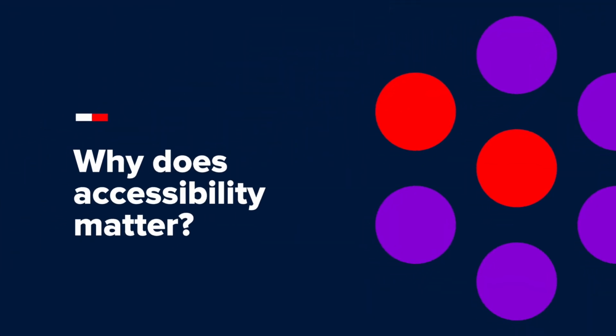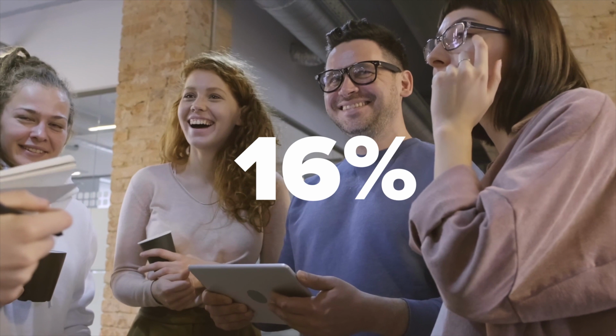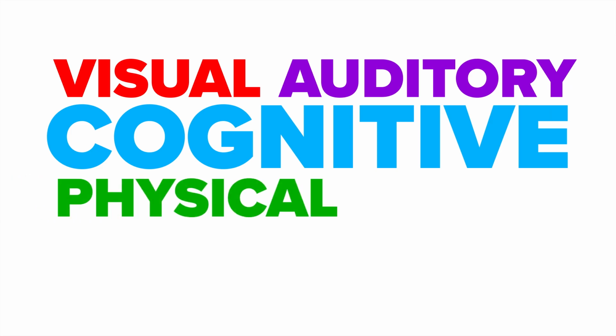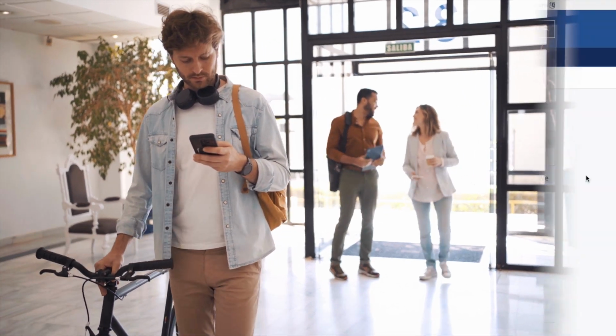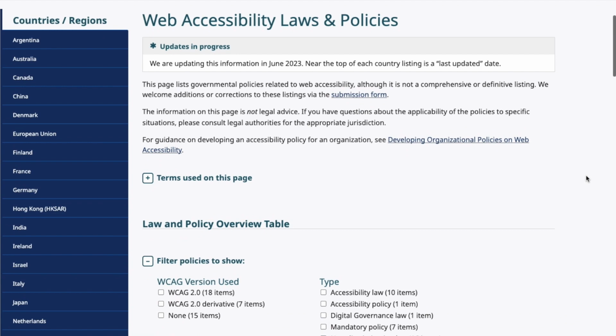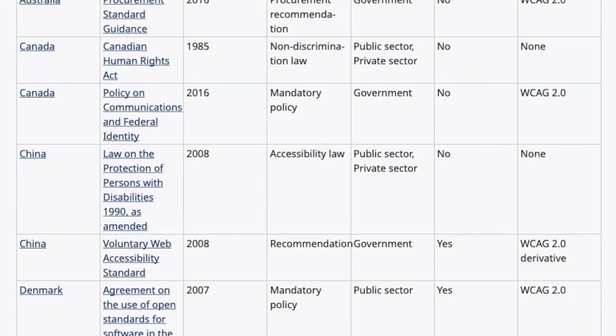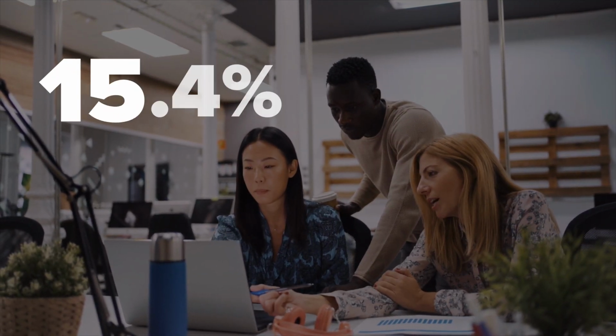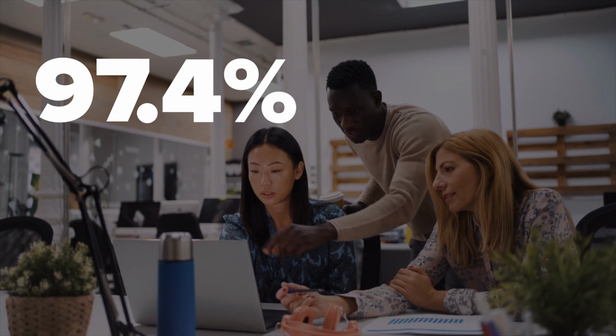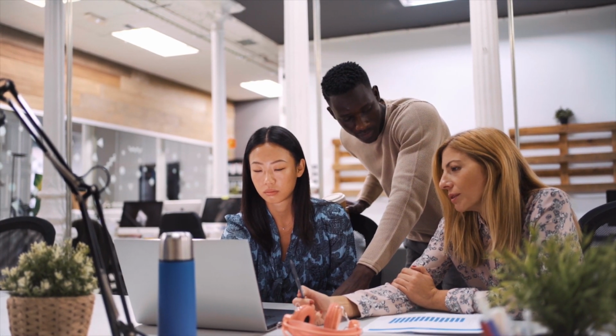First, let's identify why accessibility matters for your content. About 16% of the world's population live with some form of disability. These include visual, cognitive, auditory, physical, and speech disabilities that make performing specific actions or interacting with the world, whether online or offline, more difficult. To combat this, laws and guidelines like WCAG have been set in place to ensure that people with disabilities have the same rights and opportunities as everyone else. With that in mind, currently about 97.4% of live web content is not accessible. This means there's a lot of content out there that doesn't reach people with disabilities.